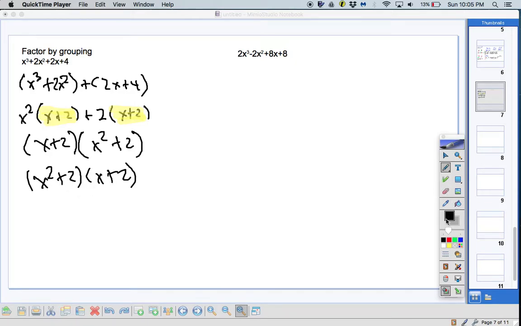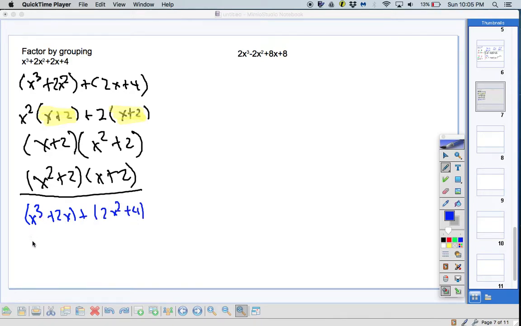Now I'm going to go ahead and look at solving this a second way and see if it works that way as well. No guarantee it will, but instead of looking at the first two terms, I'm going to look at the first and the third term. So I'm going to look at x cubed plus 2x, and then we'll look at the second and the fourth term. So we got 2x squared plus 4, and let's see if we can do it again.